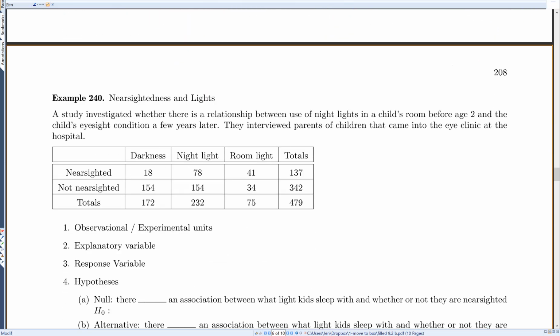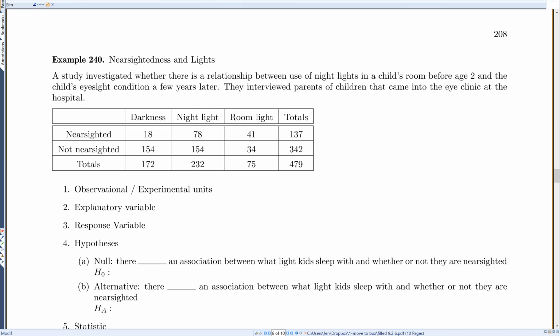So let's do one more example, and then we'll have another video later that has 2 more examples that you'll do tomorrow. Okay. So we have nearsightedness and lights. A study investigated whether there is a relationship between the use of night lights in a child's room before age 2 and the child's eyesight condition a few years later. So they interviewed parents of children that came to the eye clinic at the hospital.